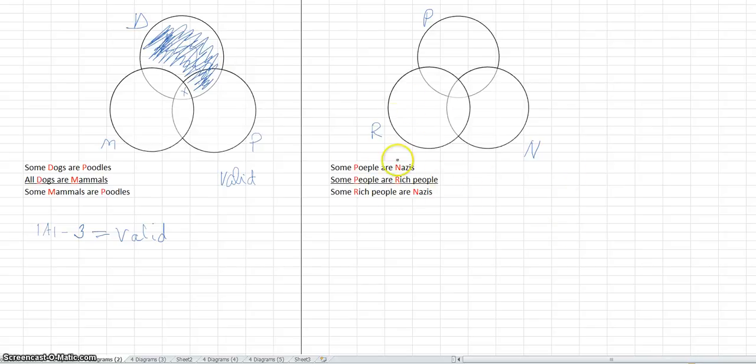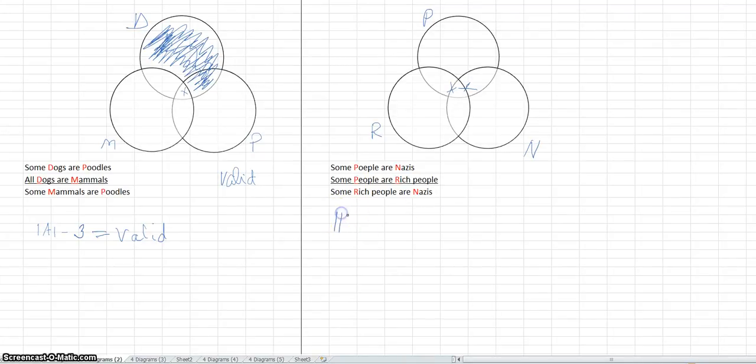So let's see how we would diagram this. Some P are N. So I'm dealing only with this circle and this circle. Okay, so some P are N. We know we go in the football, but since there's nothing here, that's why we shade first. Since there's nothing here, I need to include them both. So I put the X on the line. Some people are rich people. Once again, same thing. I know that the X goes in the football, but because nothing else has been claimed in there, there's no shading, so therefore I'm going to put that there.